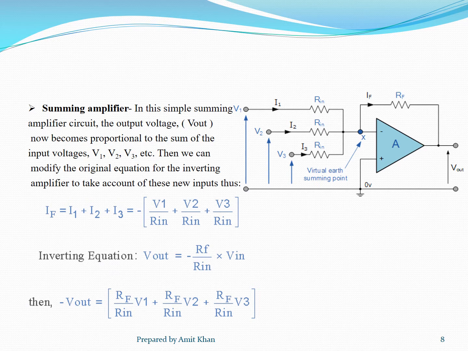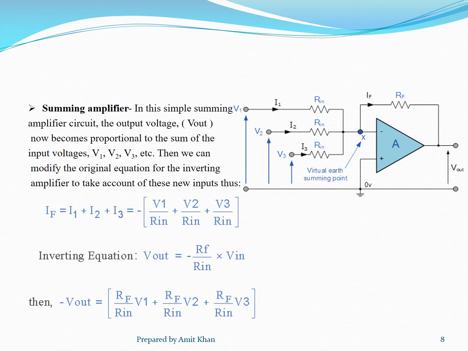Then comes the op-amp as a summing amplifier. Here we can see the circuit diagram. In this summing amplifier circuit, the output voltage V out becomes proportional to the sum of the input voltages V1, V2, V3, etc.